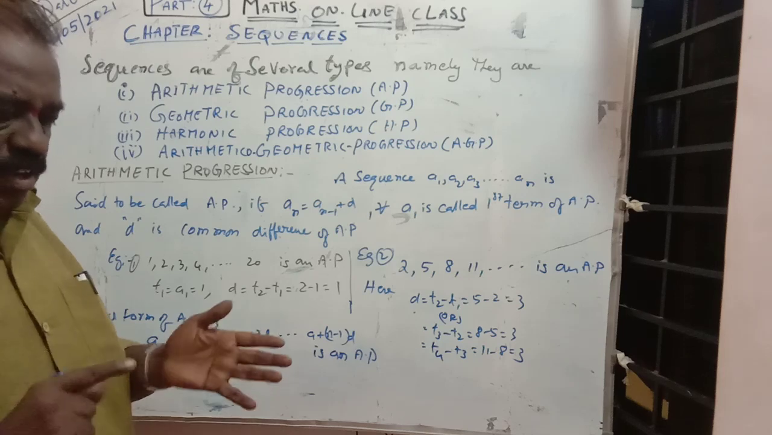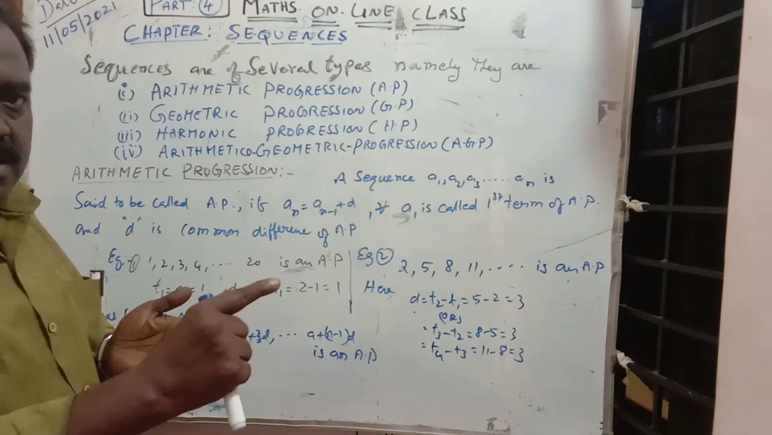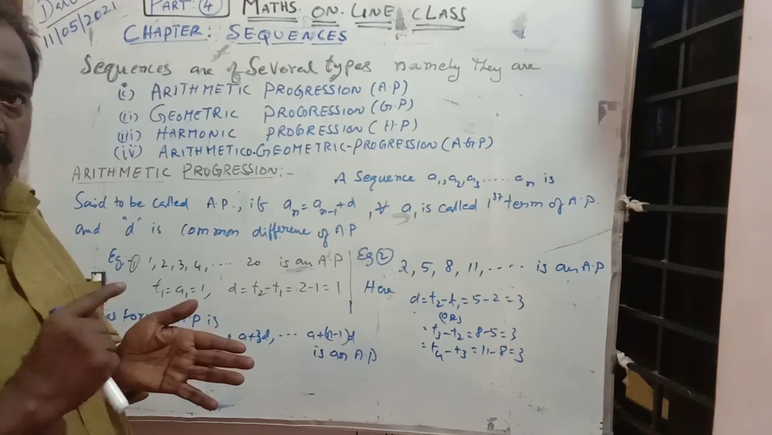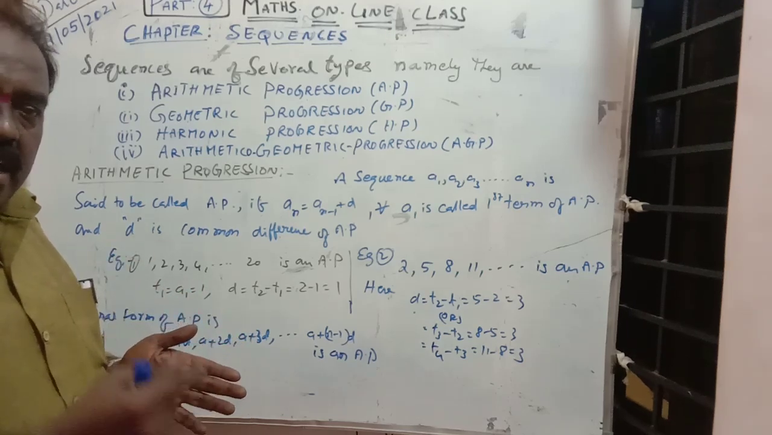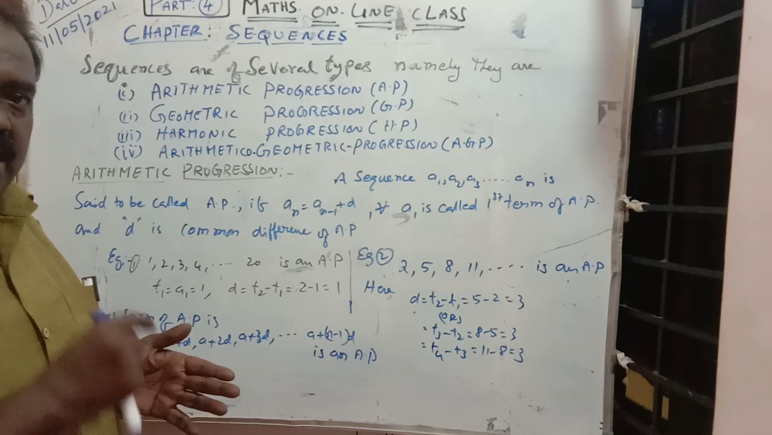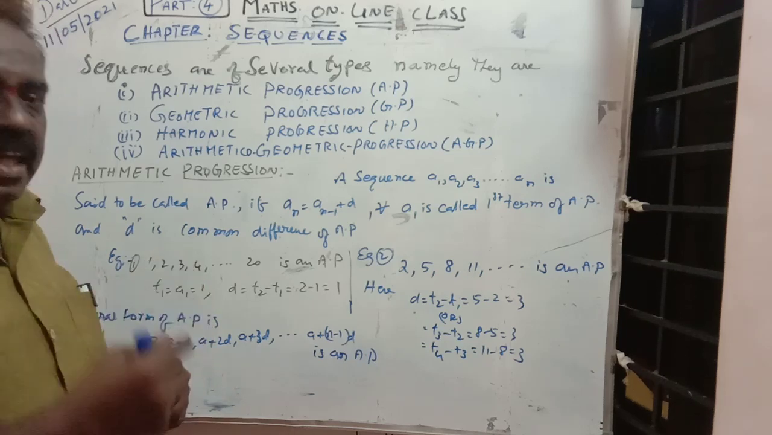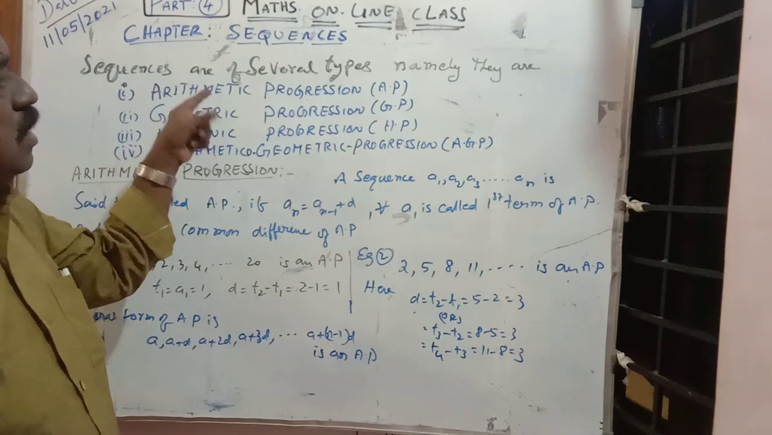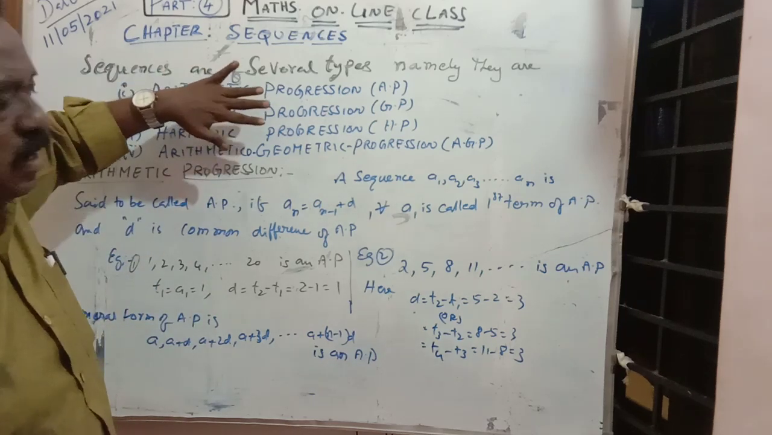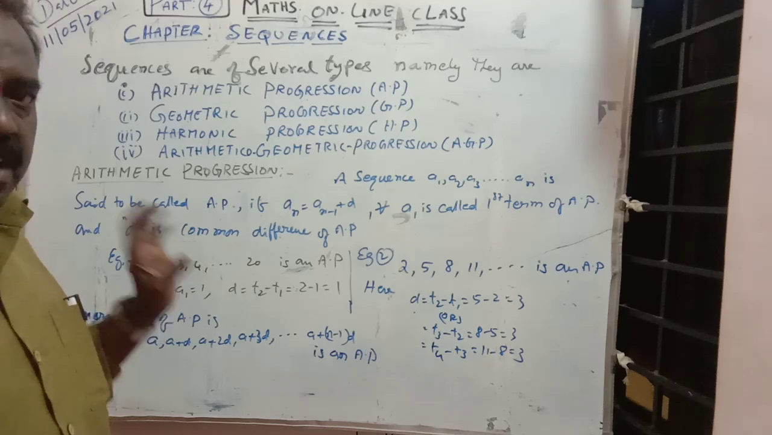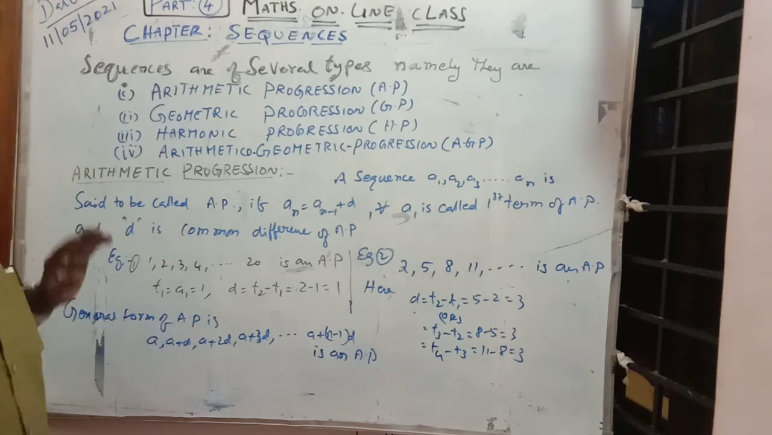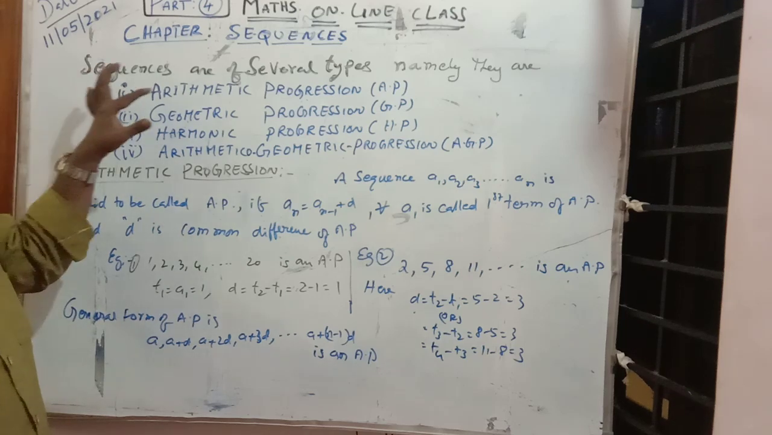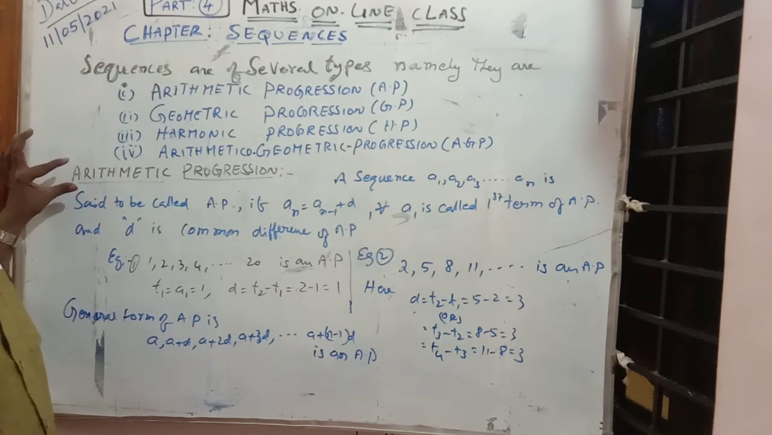Once again, sequences mean a set of numbers, a group of numbers in a row with commas. Each and every term maintains a definite rule. According to those rules, these are of 3 types. Very simply you learn it. These are definitions only. Now we come to the first one, arithmetic progression.